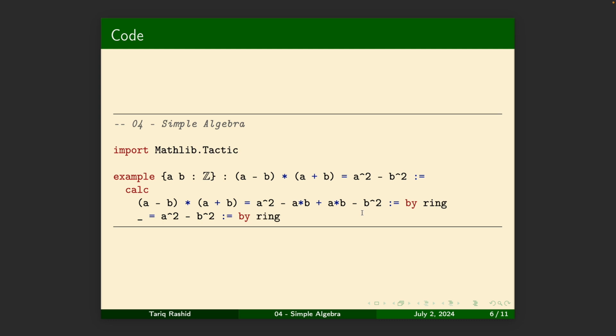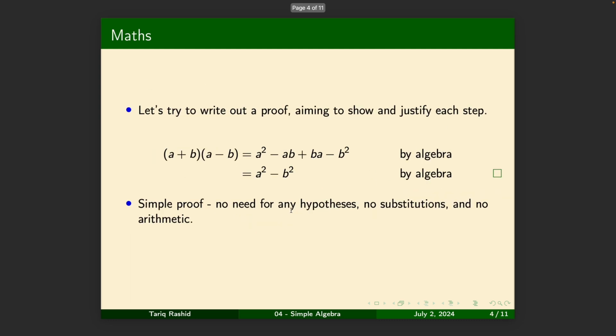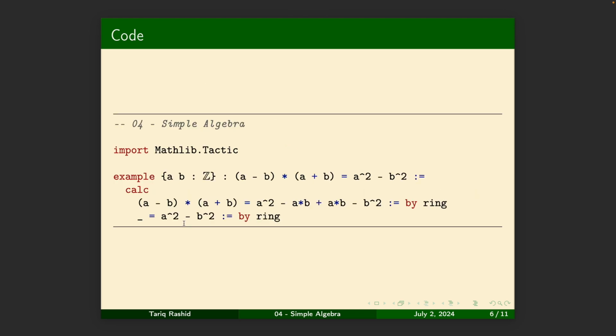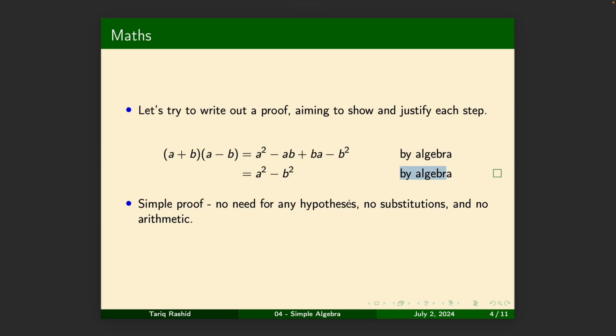Great. We're not quite there. We've got one more step to go. And when we were looking at our maths proof, it was the cancelling terms. Visually we can cancel them, but we want Lean to be able to justify that as well. So we say this thing equals a squared minus b squared. And to get from here to here, we, or Lean, would have had to collect like terms and cancel them. We justified that by saying by algebra.